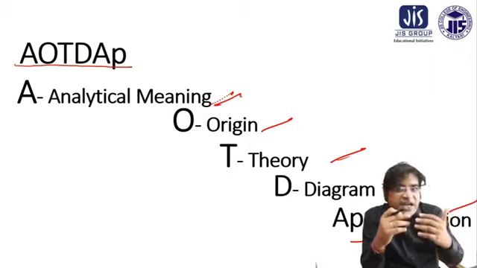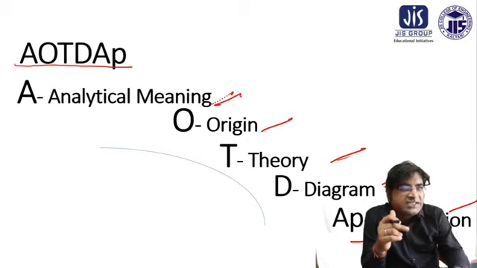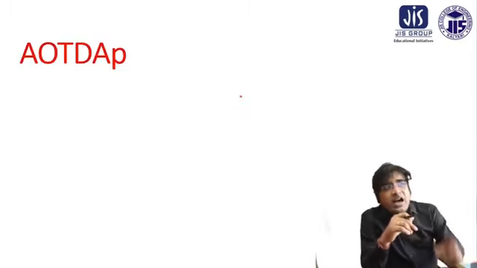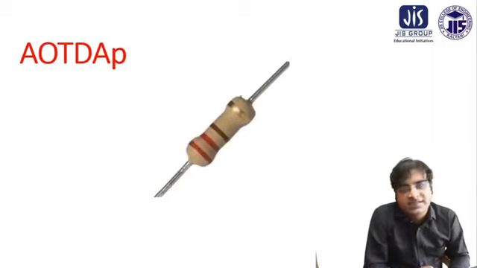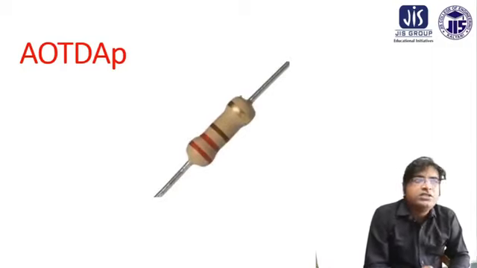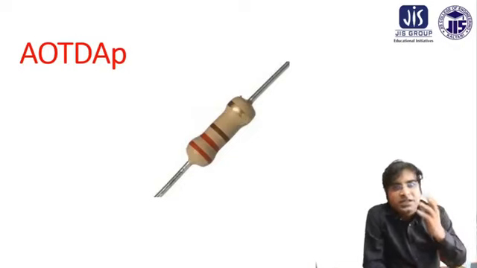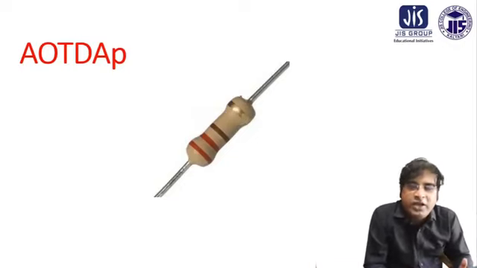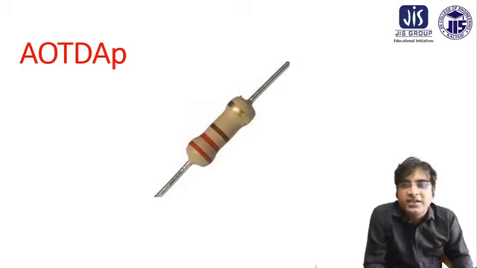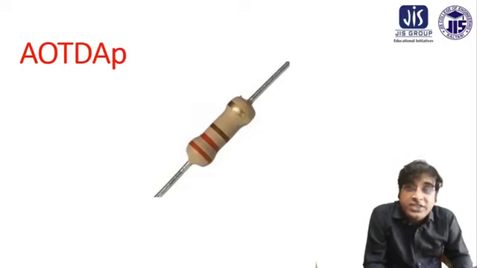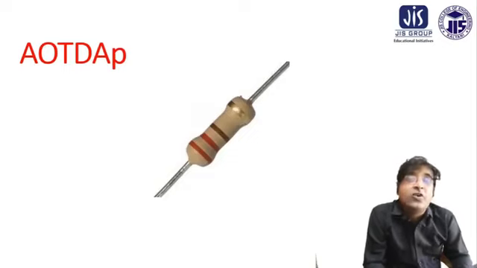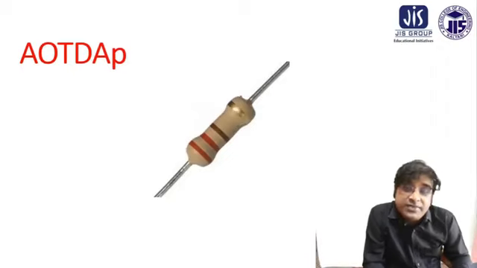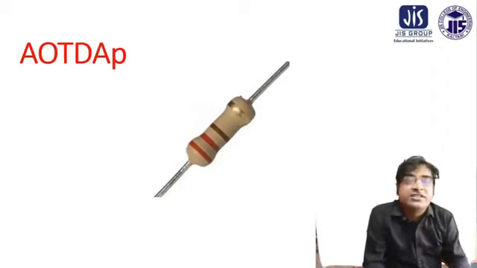Now how we can study and understand these particular things, we go to the next slide. That is the AOTDAP. Suppose you saw, this is the resistance. First we study about the resistance. In our time, when I was studying, we started with V equals IR. But we have to think about why the resistance is called resistance. It resists something; it resists the current, that's why it is called resistance.